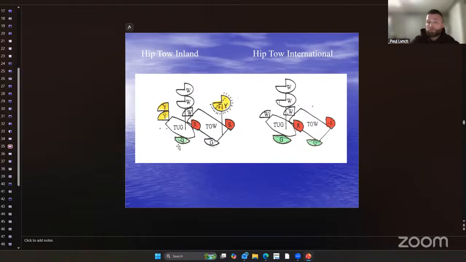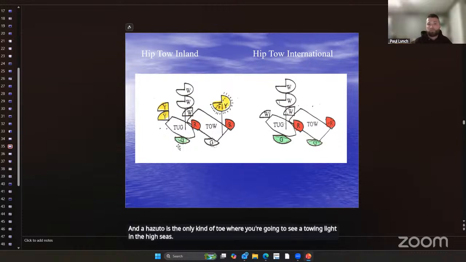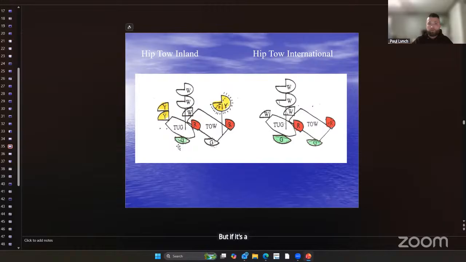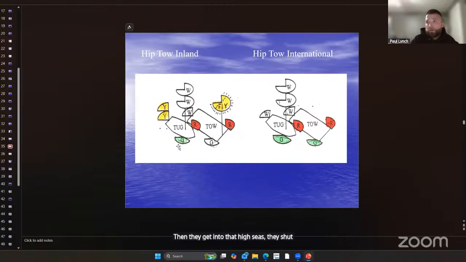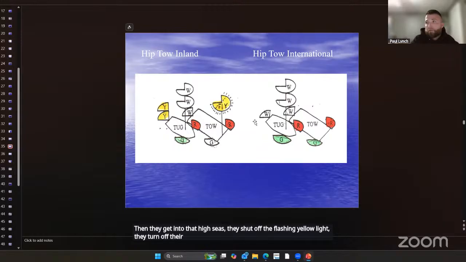And a hawser tow is the only kind of tow where you're going to see a towing light in the high seas. But if it's a pusher tow or a hip tow, there's no yellow lights at all in the high seas. It's only in inland waters. And when you're in inland waters, on the front of a barge being pushed ahead or towing alongside, they have the flashing yellow light. Then they get into the high seas, they shut off the flashing yellow light, they turn off their towing lights, and they flip on their stern light.